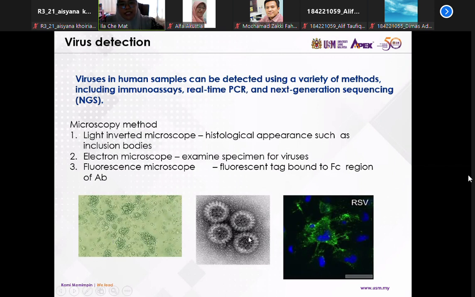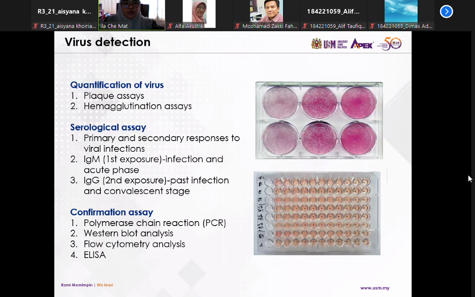The one that can be used to see the image clearly is actually the electron microscope. Okay, so this is the electron microscope. Then this one is to see the binding between antigen and antibody. So you see the fluorescent color, it shows that there's a virus based on the antigen presenting due to the binding between antibody, your sample, and also antigen, which is the virus. Okay. Quantification, we can use the blood assay, hemagglutination, and then for serology, of course, this one to detect the antibody, whether it is IgM or IgG.